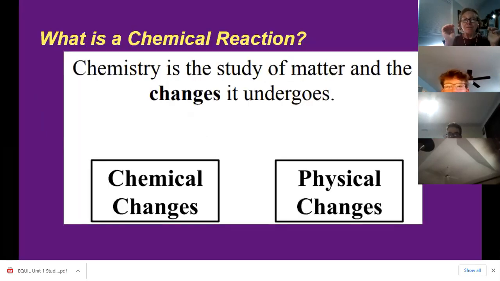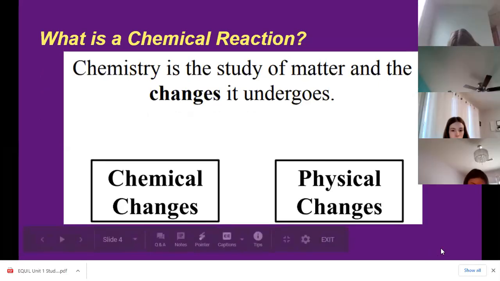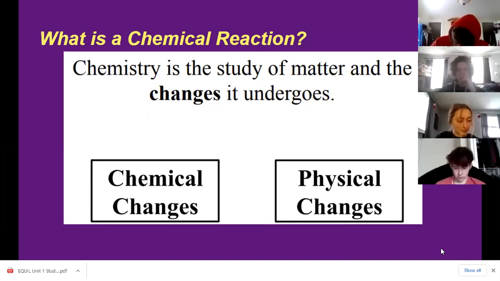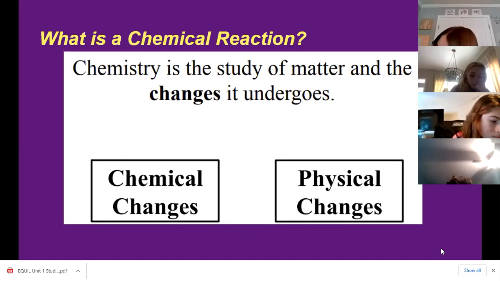So first, chemistry is a study of matter and the changes it undergoes. Remember in chapter 1, we learned that there are 2 kinds of changes. All right, so I'm just going to ask you to try to remember what is the difference between a chemical and a physical change. So of all the ways we can change matter, these are the 2 categories. Do we remember what sets them apart?